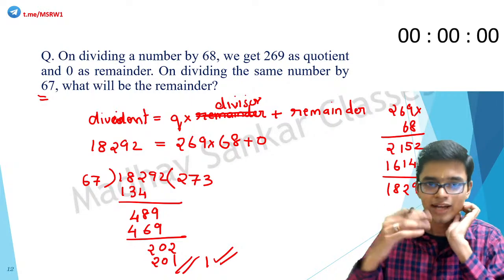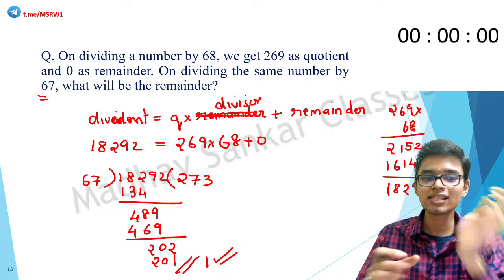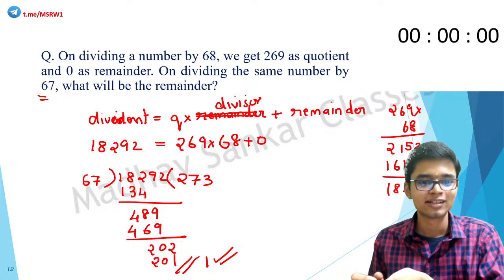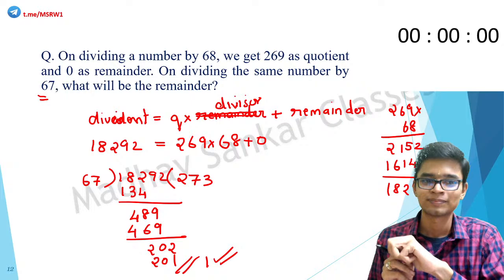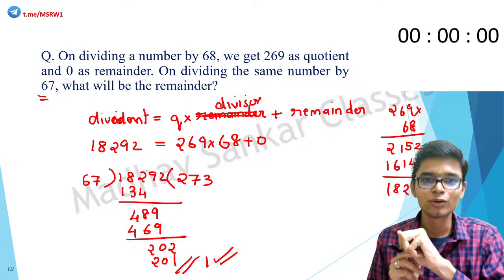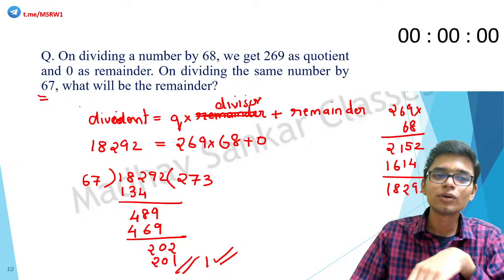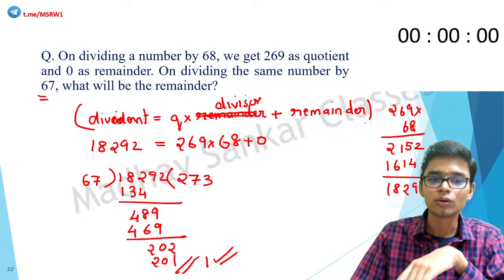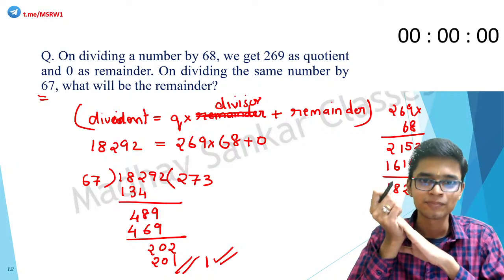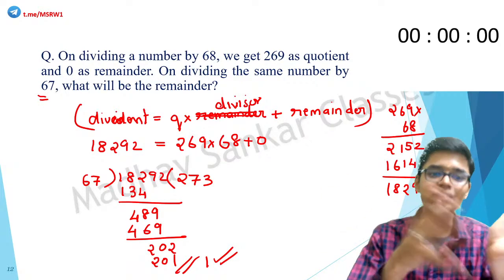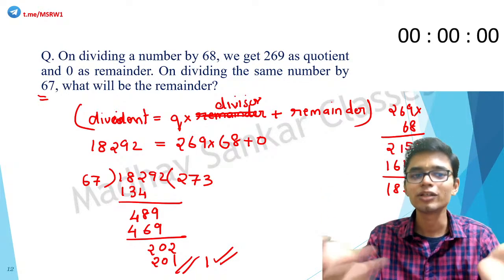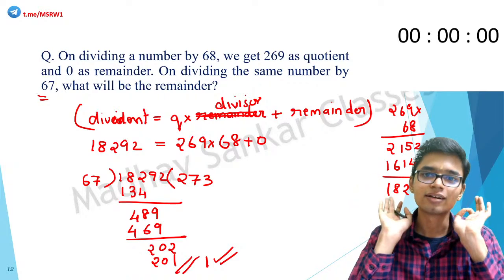Clear? What we have to find out is the remainder when this number is divided by 67. So the answer is 1. 202 minus 201 is 1. Got it? All you need to know is this formula: dividend is equal to quotient into divisor plus remainder. We have the quotient, the divisor, and the remainder. From that, find the dividend, and simply divide that number using the new divisor. Find the remainder. Done.